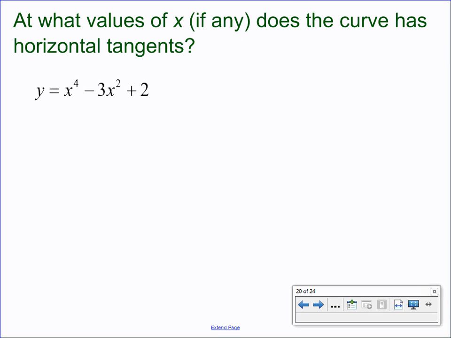Another question that's typically asked is: at what values of x, if any, does the curve have horizontal tangents? This is different. Instead of giving us an x value of concern and asking us to do something with it, it's asking us to determine what x values satisfy some constraint. So why would we care about horizontal tangents anyhow? Why would we care about horizontal tangents in the first place?